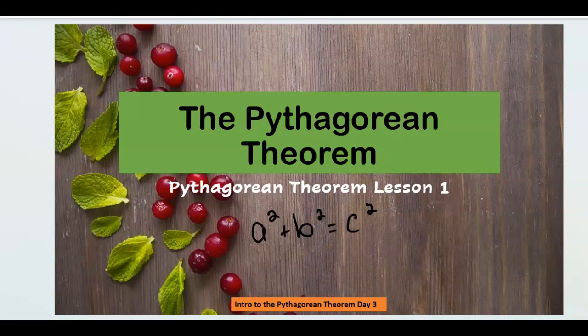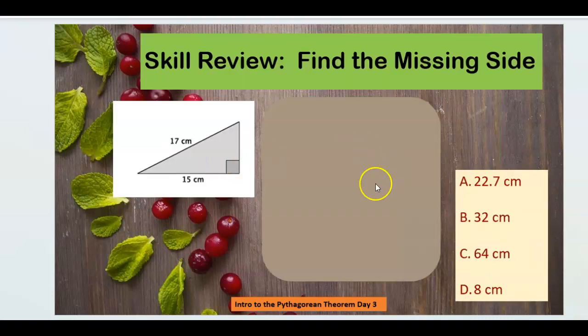And this equation applies to right triangles. A right triangle is a triangle that has an angle with the measure of 90 degrees. And this little square symbol here tells you that that measure is 90 degrees.